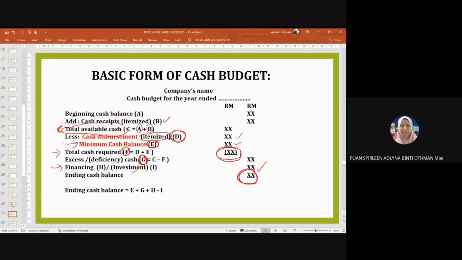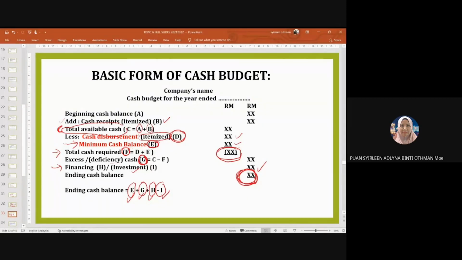So how do you acquire this ending cash balance? Ending cash balance is item E plus item G plus item H minus item I. This is actually the minimum cash balance, plus excess or deficiency. If excess we add, if deficiency we subtract. Look at the brackets. And then H is financing if any. Then I is investment if any. Okay, that's how you get your ending cash balance.